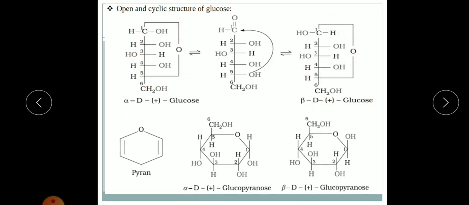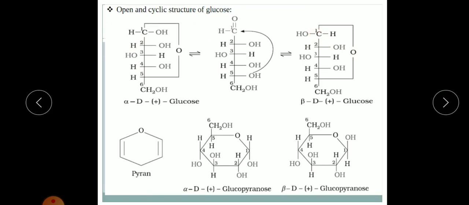So when we have OH at carbon number 1 on the left-hand side, we call it alpha D glucose. Whereas if OH is on the right-hand side, we call it beta D glucose. So from the first glucose molecule we have drawn alpha D glucose and beta D glucose. This is also a form of cyclic structure we can say, because if you see, it has formed a closed figure with 1, 2, 3, 4, 5 and this oxygen we can take as 6.